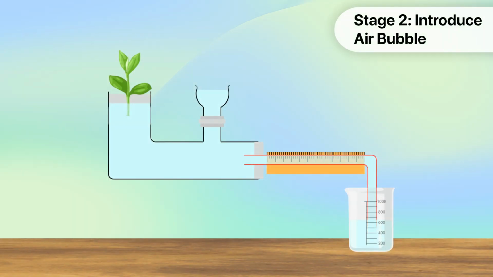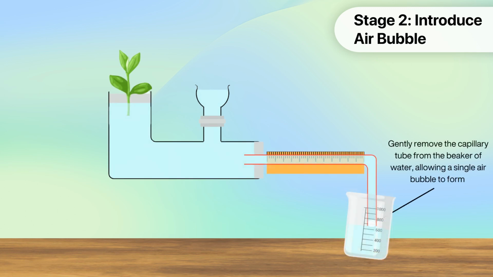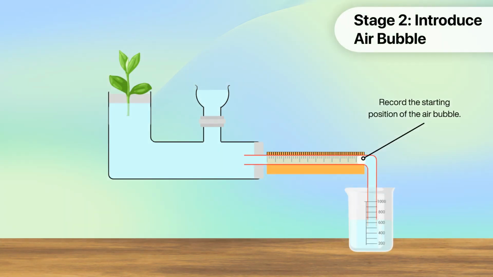Once the setup is complete, we need to introduce an air bubble into the capillary tube of the potometer. To do this, gently remove the capillary tube from the beaker of water, allowing a single air bubble to form, and then place the tube back into the water. Be careful with this step to ensure the bubble is accurately placed. Now, record the starting position of the air bubble using a ruler.